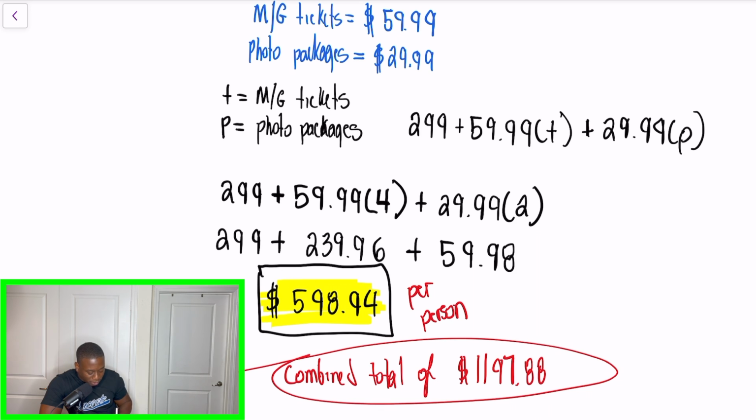So if they ask us for a combined total, this will be a combined total of $1,197.88. So the biggest thing with word problems, guys, is just really paying attention to those small details like separate, combined, and making sure that we define our variables.